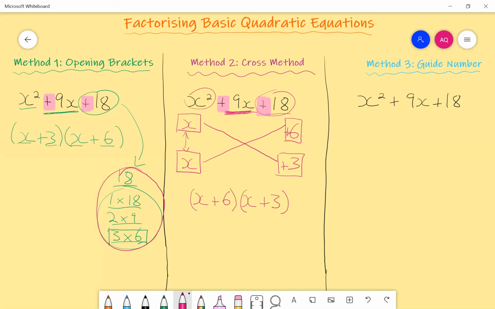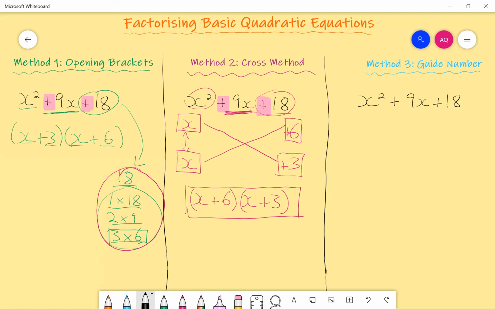So same final answer. It doesn't actually matter what order we have it, if it's x plus 6, x plus 3, or x plus 3, x plus 6. Lastly, we look at the guide number method. Now, this one again in particular is more useful when you have a number in front of the x squared. It might be a little bit long-winded for something like this.